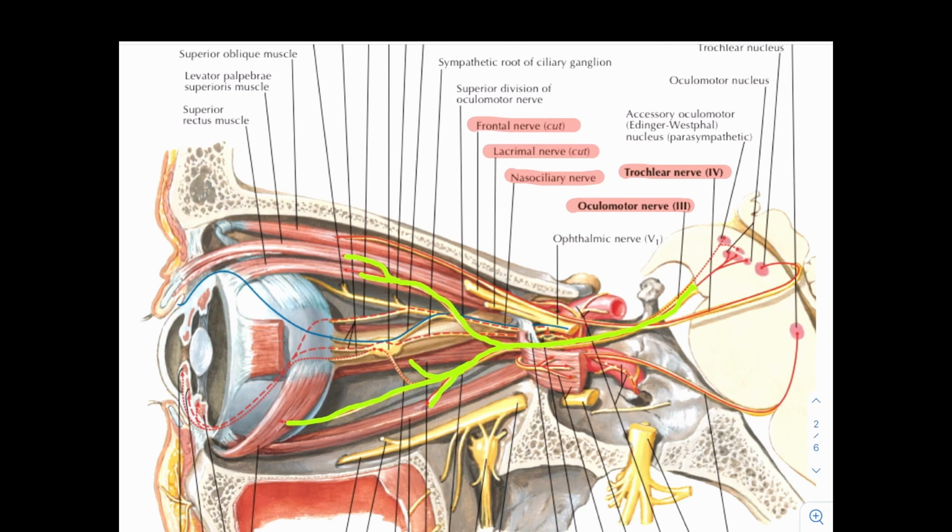The inferior ramus of the oculomotor nerve enters the orbit in a similar manner and supplies the inferior rectus, the medial rectus, and the inferior oblique muscles. The nerve to the inferior oblique gives off a branch that passes to the ciliary ganglion and carries parasympathetic fibers to the sphincter pupillae and the ciliary muscles.